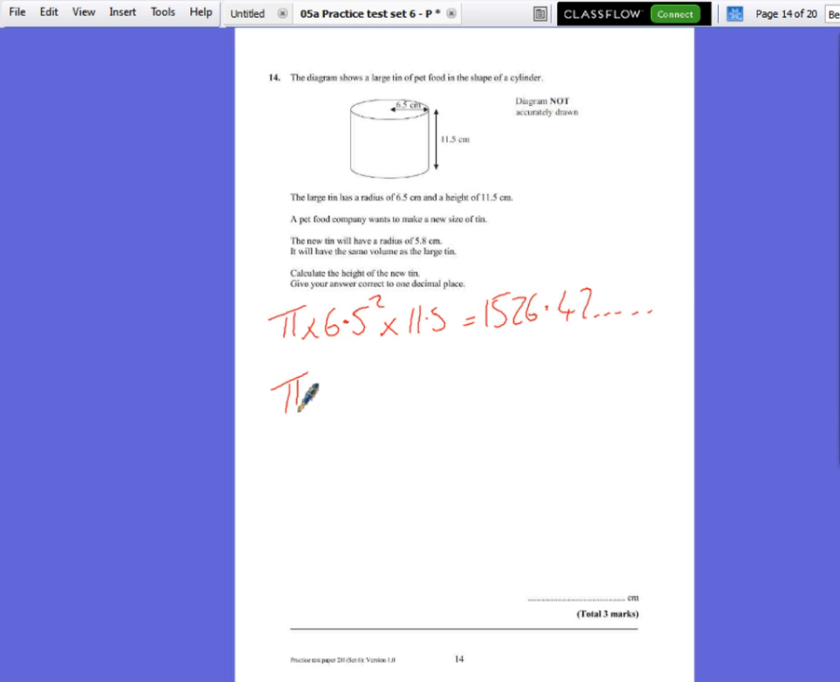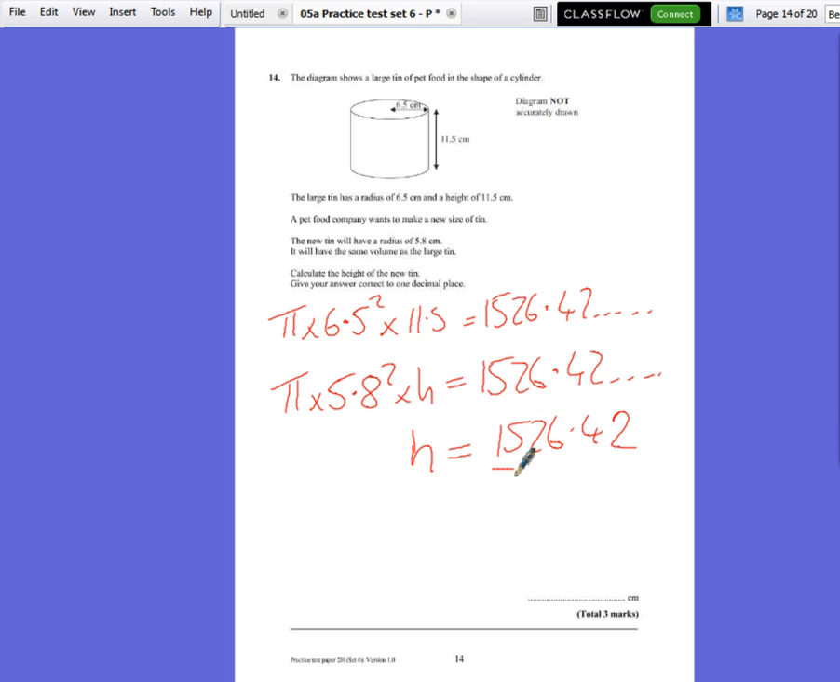And the new tin would be pi times 5.8 squared times the height, and that should give us the same volume as the first one, because we want to keep that the same. So to work out the height, we can see that the height has been multiplied by pi and 5.8 squared. So if we divide the other side by pi times 5.8 squared, you will get 14.4 centimetres to 1 decimal place.